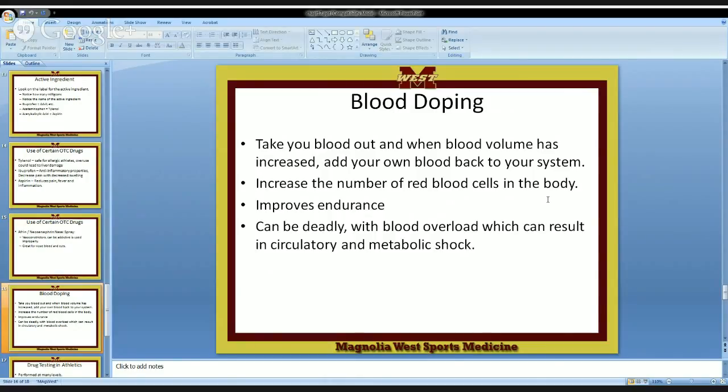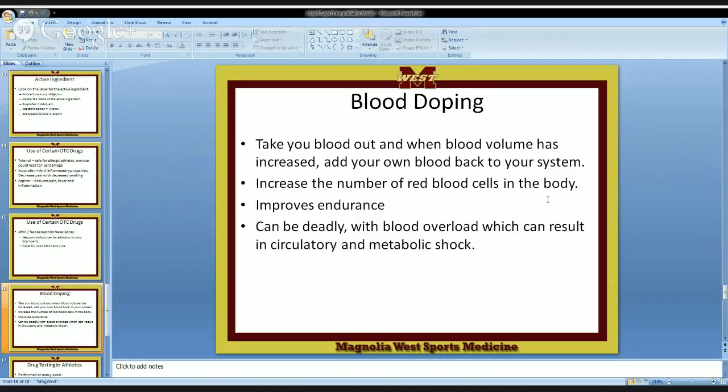Blood doping. Fun stuff. Blood doping is when you take blood out of your body. Then when your body replaces that blood and you're back up to being a full tank, you take your blood and put it back into you. So now you've got more blood than a full tank. Why? Now you have more red blood cells. The more red blood cells, the more oxygen you carry. You increase the number of red blood cells, so it improves your endurance. Can be deadly.